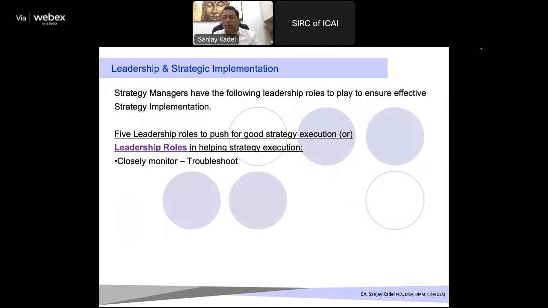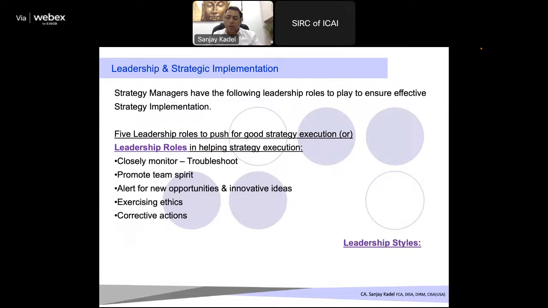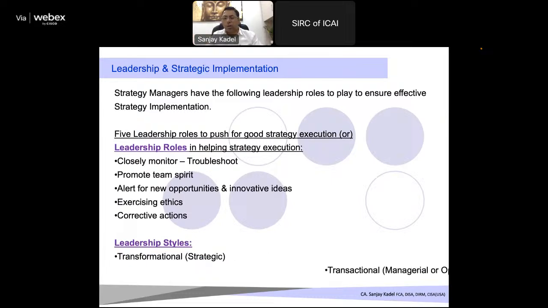So generally, the leaders take up the roles of closely monitoring, that is troubleshooting, that is solving the problems, promoting team spirit. They should be alert for new opportunities and innovative ideas. They should not only focus on the work and their targets, but also they should exercise ethics, corrective actions. Leadership styles can be of two types. One, transformational leadership, which is strategic in nature. Another is transactional leadership, which is managerial or operational in nature.